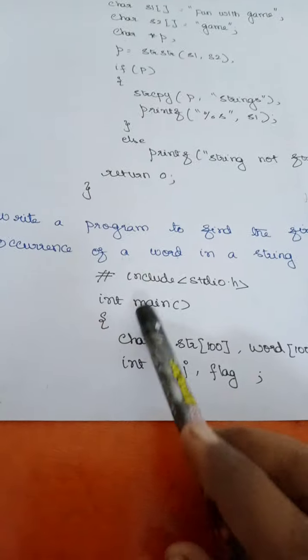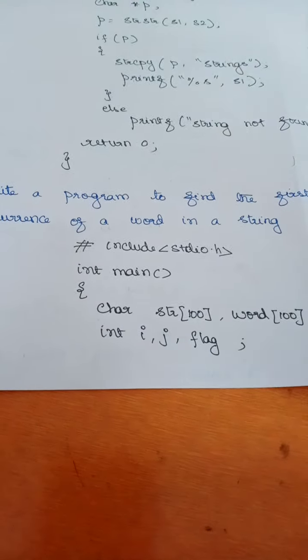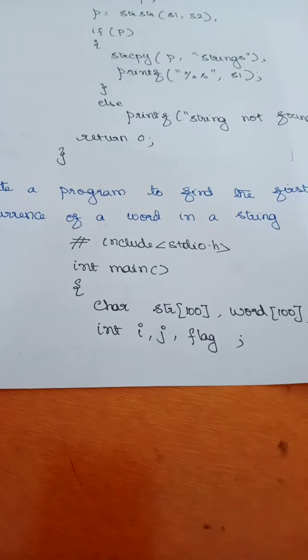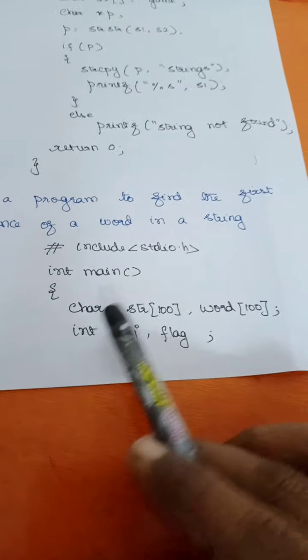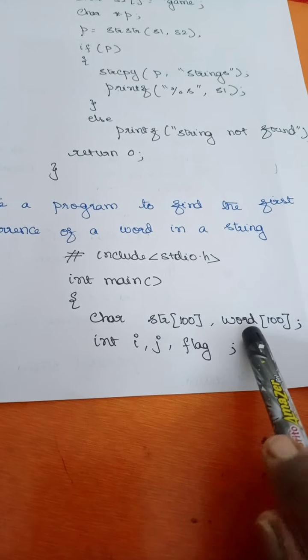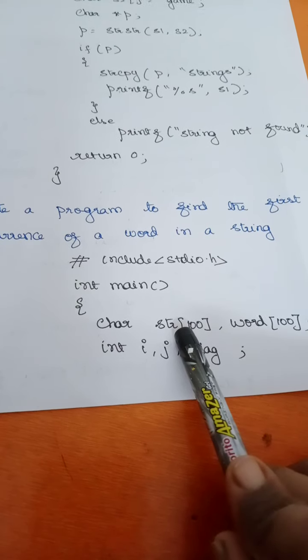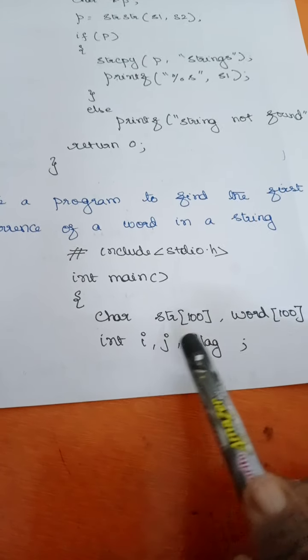Now similarly, #include <stdio.h>. Since I'm not going to use any library functions, I'm not including string.h. I have a character array word, because I need to get a word that is also going to be searched in another string, and here this is going to be my original string, str. Then i, j and flag, right?